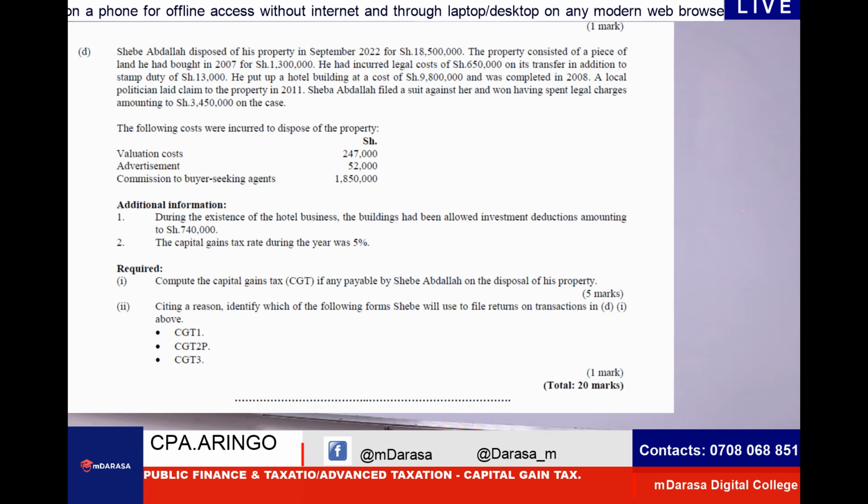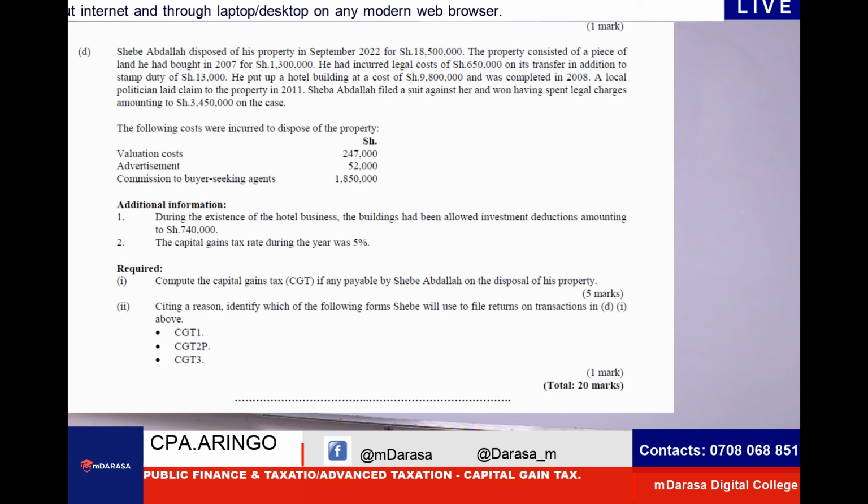So here we are given this person known as Shebe, where we are told that Shebe Abdallah disposed of his property in September 2022 for 18.5. The property consisted of a piece of land he had bought in 2007 for 1.3. He had incurred a legal cost of 650 on his transfer, in addition to stamp duty of 13,000. He put up a hotel at a cost of 9.8 and was completed in 2008.